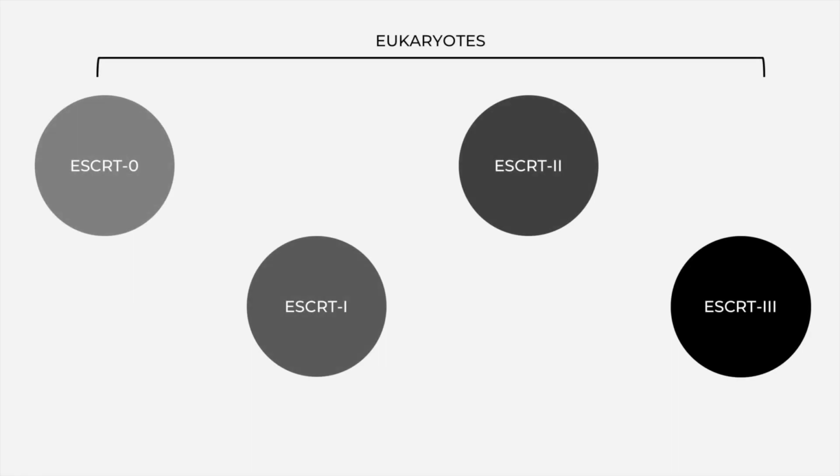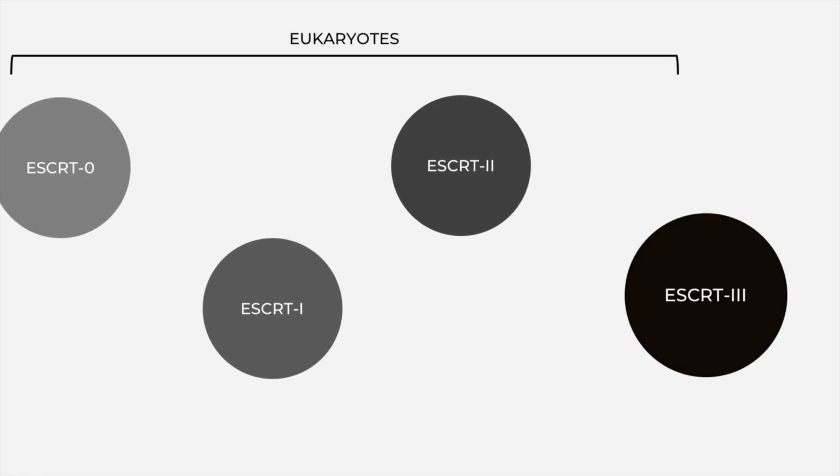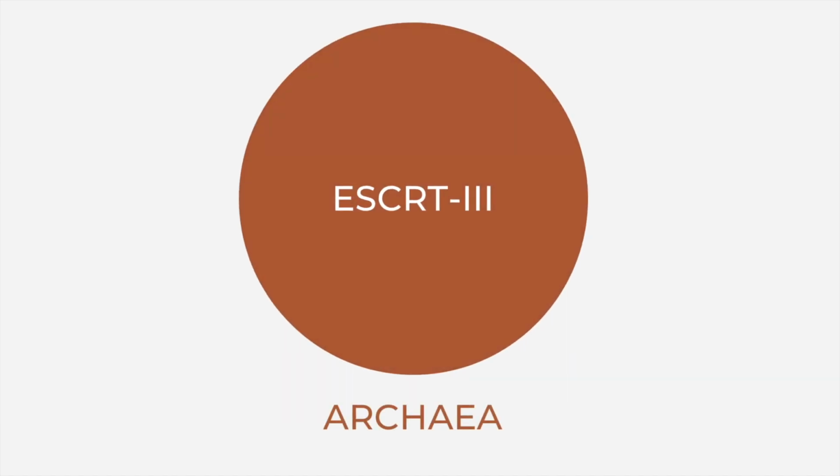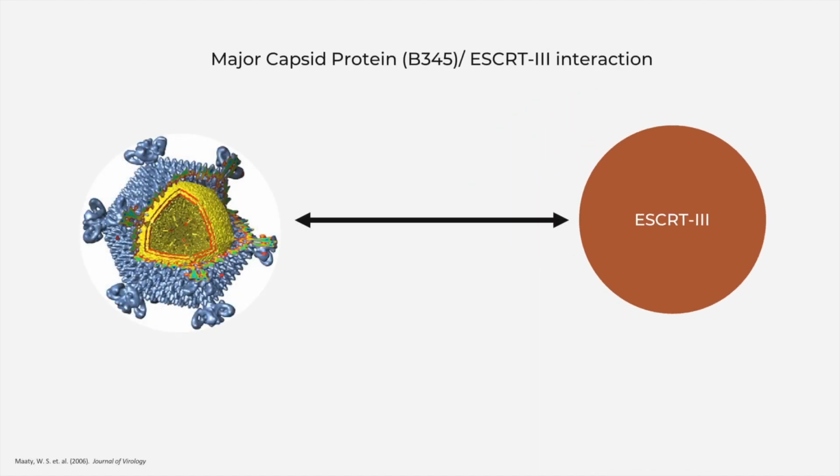Eukaryotes have 4 different ESCRT proteins, while archaea have only been found to have 1, which is a homologue of ESCRT-III. This suggests an evolutionary relationship between archaea and eukarya that can be explored to further reveal the divergence of the two domains. Previous studies have shown that STIV's major capsid protein, B345, interacts with ESCRT-III.